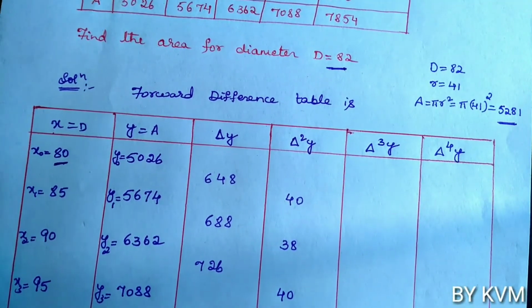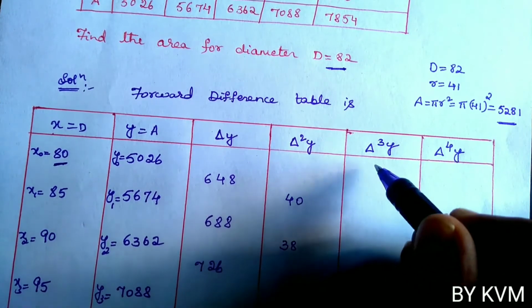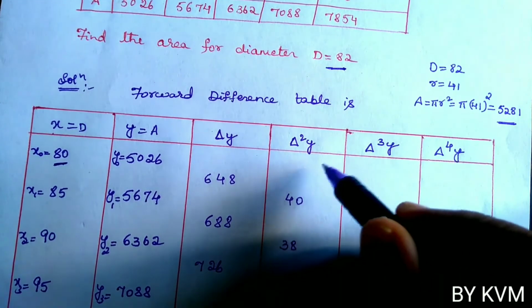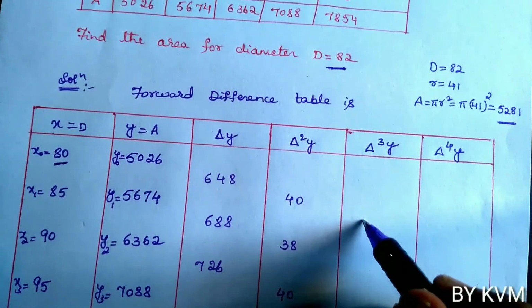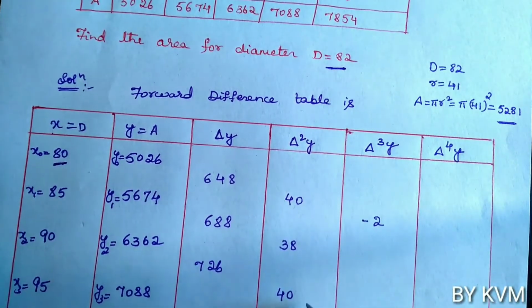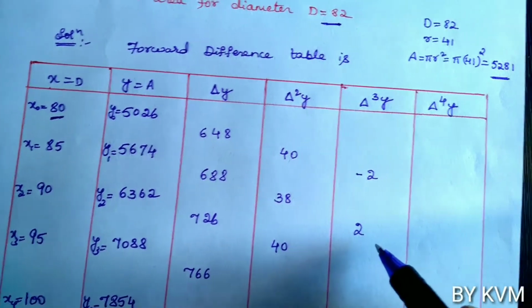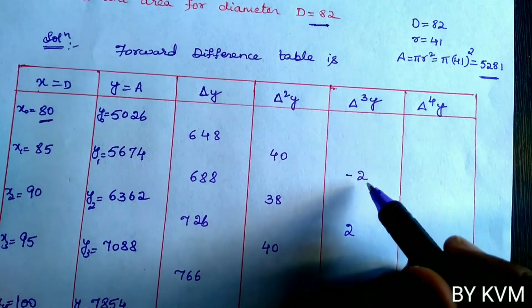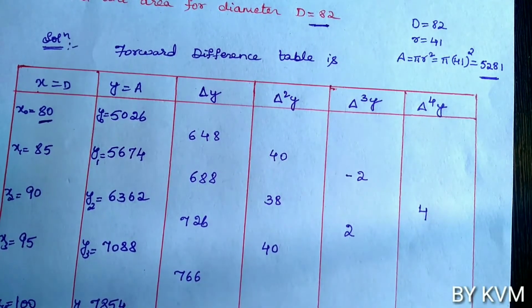Now the third forward differences are obtained from the second forward differences. So 38 minus 40 is minus 2, 40 minus 38 is plus 2. Then the fourth forward differences: 2 minus of minus 2, that is 2 plus 2, that is 4.